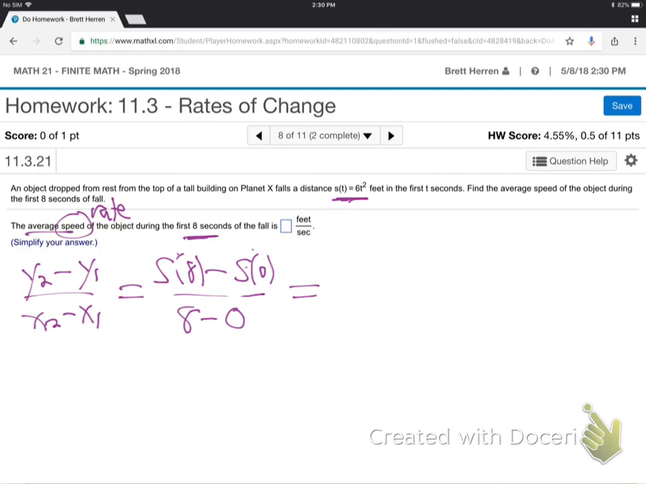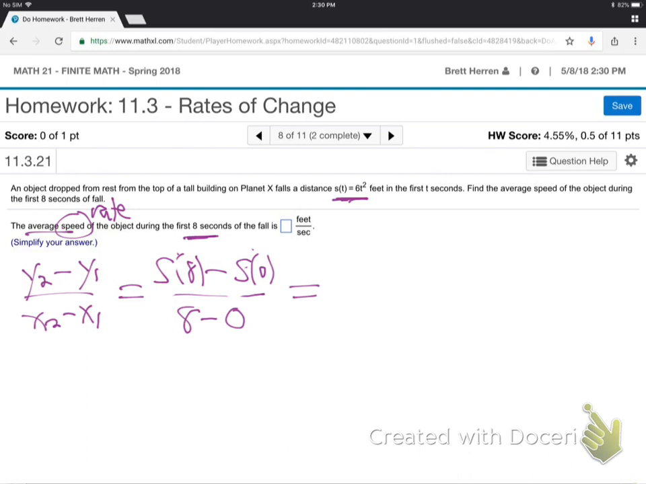Why that function? Because that's distance, right? What is speed but distance over time? Miles per hour, that's distance over time, isn't it? The S function is distance. So it makes sense. That's what average speed is. Change in distance over change in time.